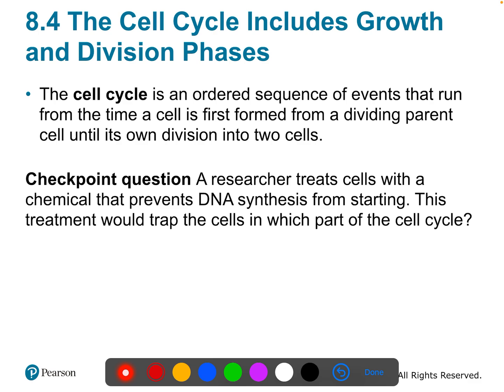Now, what we're going to be looking at from this point on is how that whole process takes place. The whole process together is known collectively as the cell cycle. And the cell cycle is the orderly sequence of events that runs from the time a cell is first formed after it divides from its parent cell until it divides into its own two daughter cells. That whole cycle is the cell cycle, not just the part where the nucleus divides and all that. There's a whole cycle that runs during the life cycle of the cell.